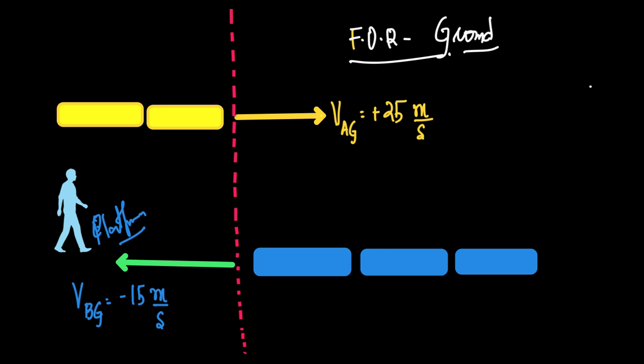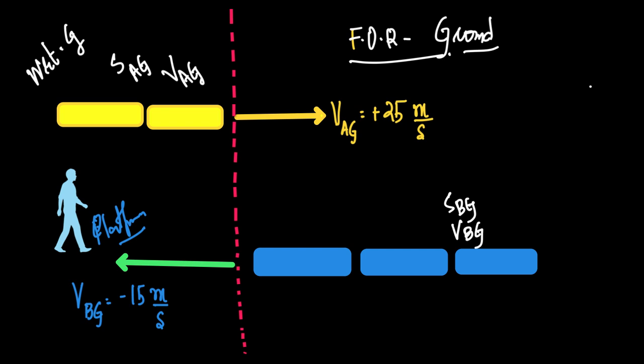Let me write that again. So every physical parameter which is mentioned with respect to the motion is with respect to ground. So displacement will be displacement of A with respect to ground, displacement of B with respect to ground, and correspondingly velocity of A would be with respect to ground and velocity of B would be with respect to ground. Therefore velocity of A with respect to ground is plus 25 meter per second, and velocity of B with respect to ground is minus 15 meter per second. Why plus and minus? Because we assume that towards right is positive and towards left is negative. Okay.